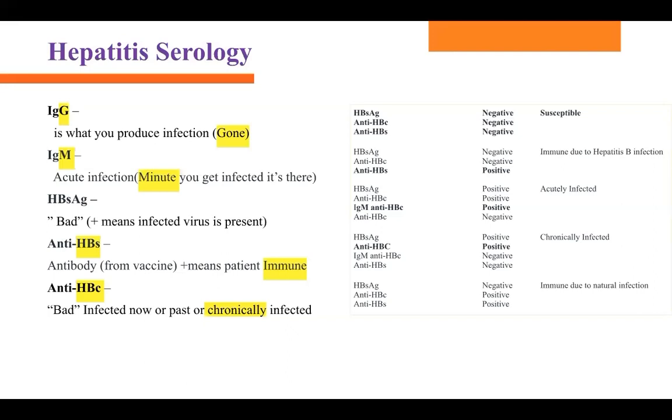Fourth scenario: antigen positive, bad. Core antibody, rotten to the core, positive. That means that's chronic infection. Here, as you can see, IgM is negative. Core antibody positive, that is chronic infection.